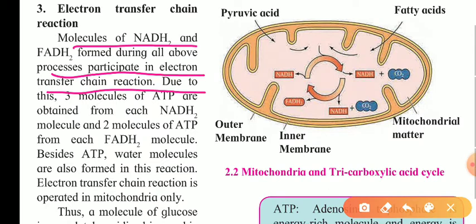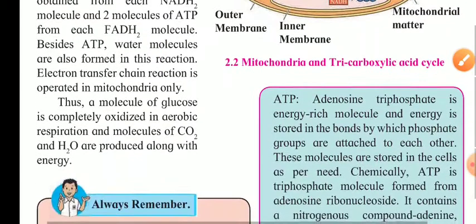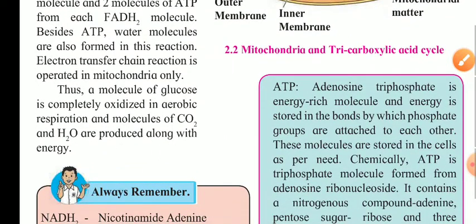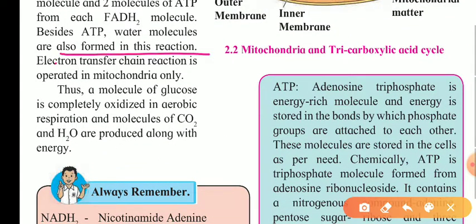Due to this, 3 molecules of ATP are obtained from each NADH2 molecule and 2 molecules of ATP from each FADH2. It means the NADH2 that is liberated produces 3 molecules of ATP, and FADH2 produces 2 molecules each. Besides ATP, water molecules are also formed in this reaction.